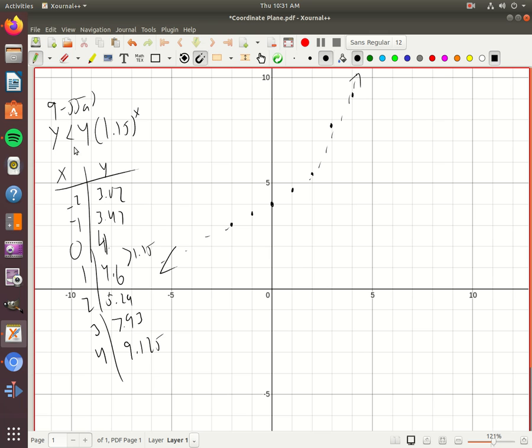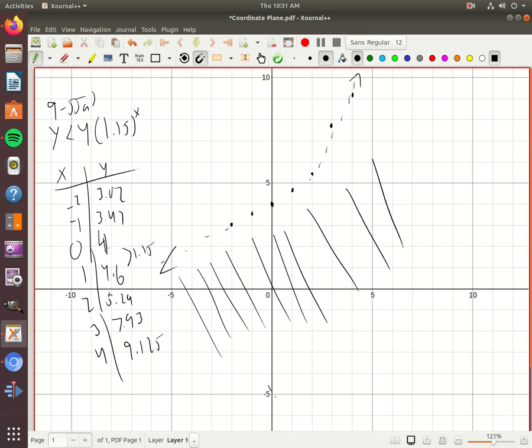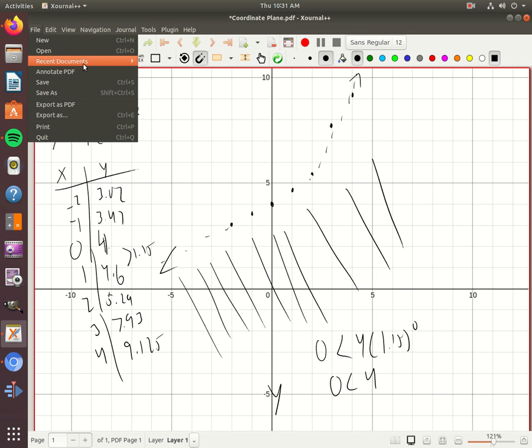I don't know. Anyways, it looks like I want to shade less than. So again, y is smaller in this direction, but let's confirm that by plugging in 0, 0. 0 is less than 4 times 1.15 to the 0. Anything to the 0 power ends up equaling 1. So 0 is less than 4 is true, so I shaded that side. So that was 955A. Now let's go to 955B.